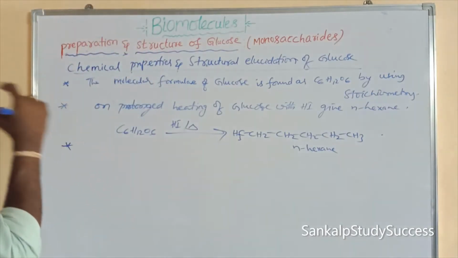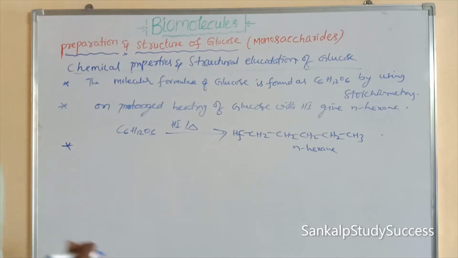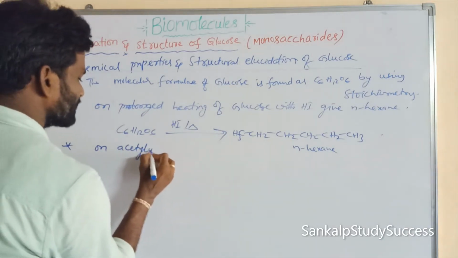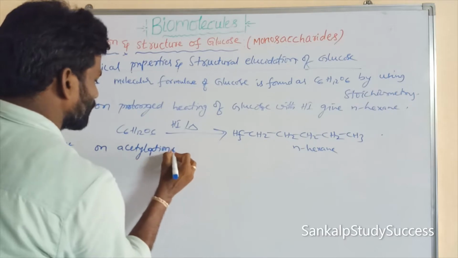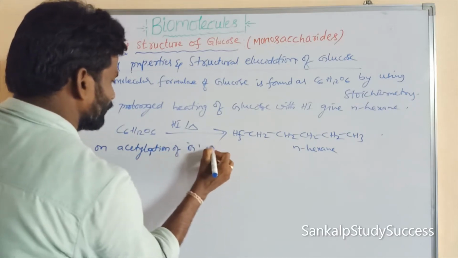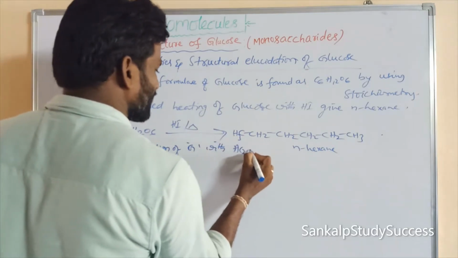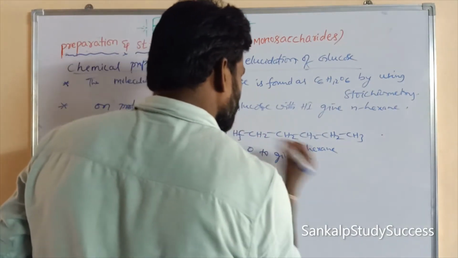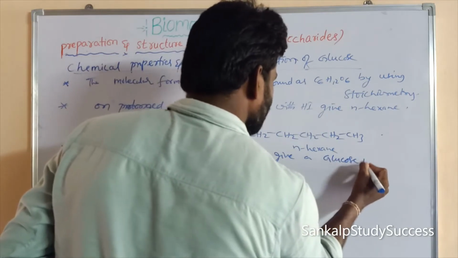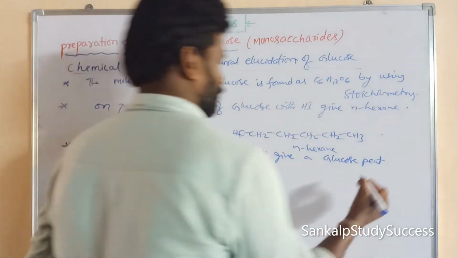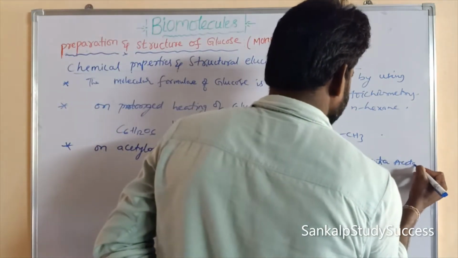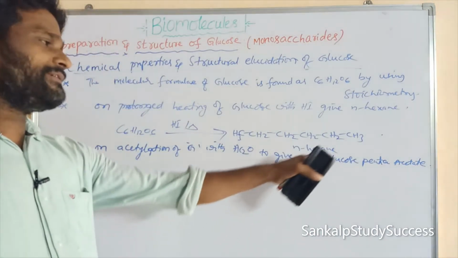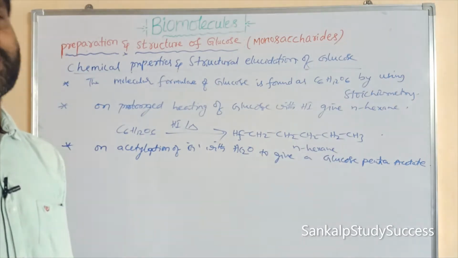So next goes to the third point. Glucose on acetylation with acetic anhydride gives a glucose pentaester, or pentaester of glucose, both are the same. On acetylation of glucose with acetic anhydride we get a glucose pentaester.